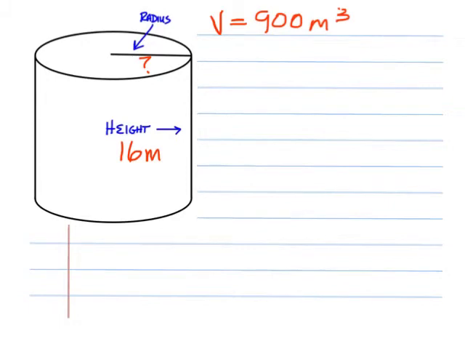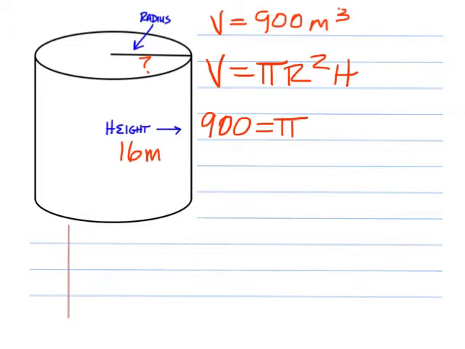Example 5. In this case, you know the volume, it's 900. And you know the height, but you're missing the radius. Write out the formula, plug in what you know. We know 900 is the volume. We don't know R, but we do know H.